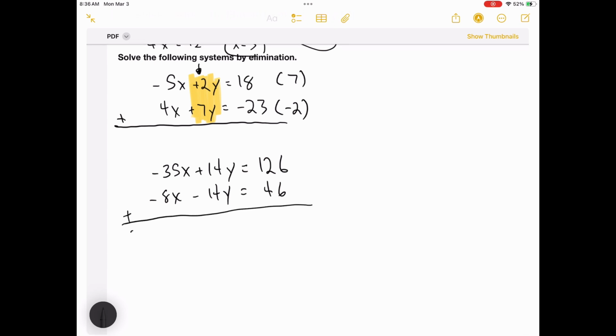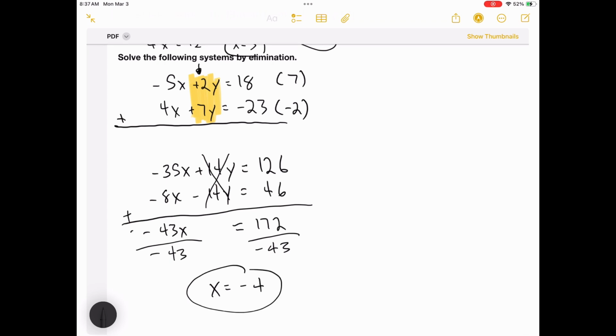35 and 8 here is going to be -43x. Again, if you did this step right, your y should go away. I got 126 plus 46, which is 172. Divide by my -43, divide by my -43. I'm going to have x equals -4. Now again, you're just going to go ahead and plug in this -4 into any one of these.